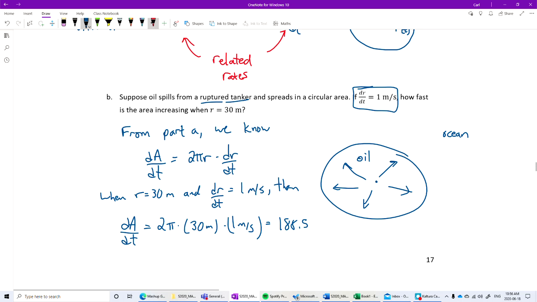And what are the units here? So the units will be meters per second. So that would be meters squared per second. That makes sense because it's area per second, right?